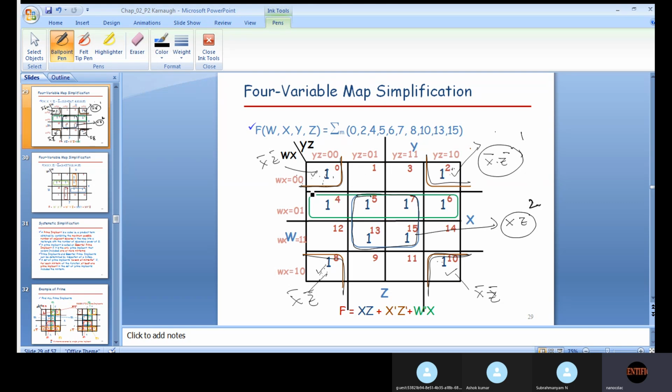And there is one more group of mean terms. How to denote this?